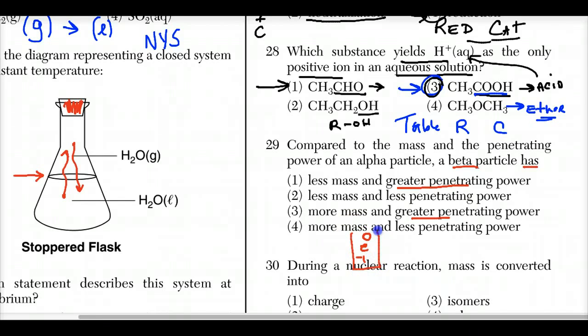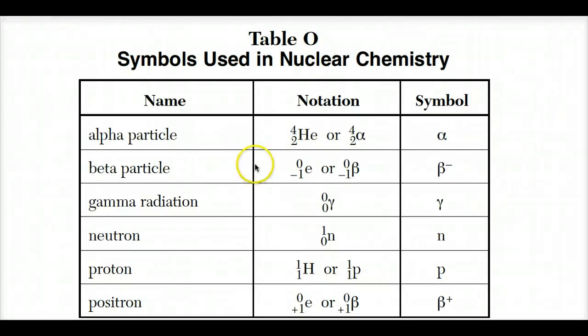And I'm getting this notation from Table O, or as we say in Brooklyn, Table O. Okay, so Table O, let's go there. Table O lists all the symbols used in nuclear chemistry as it reads.